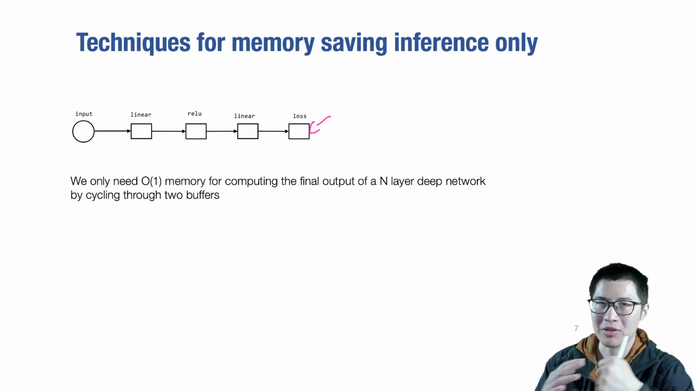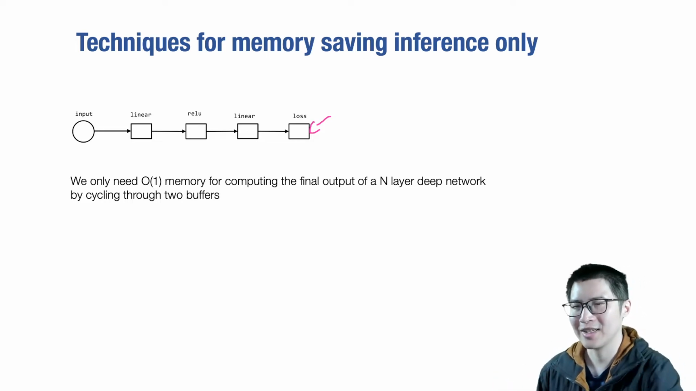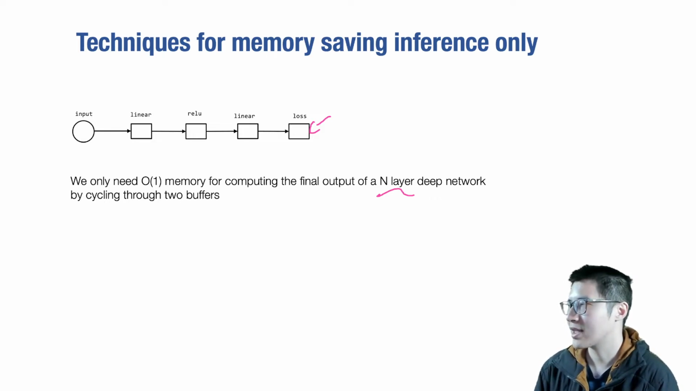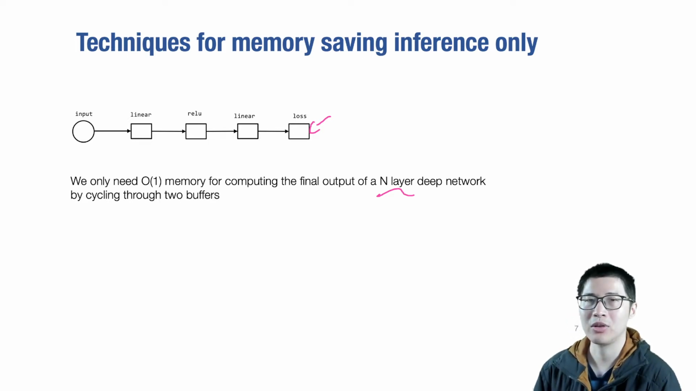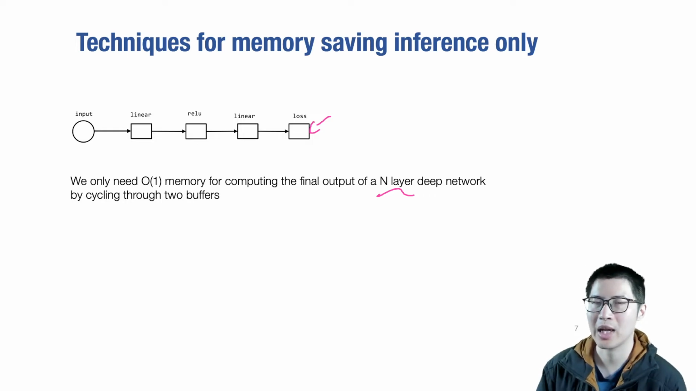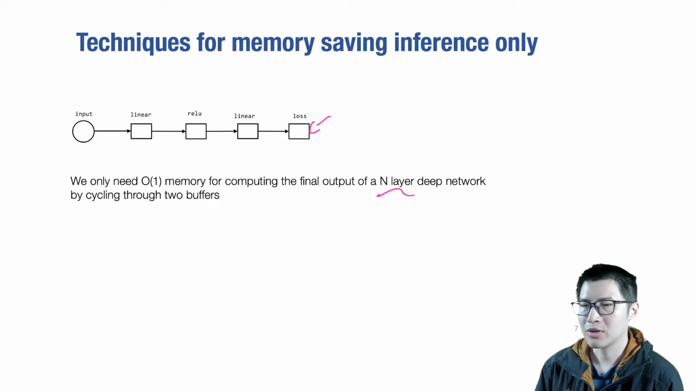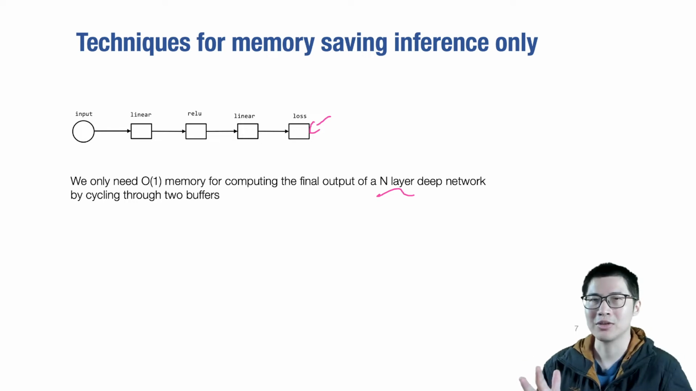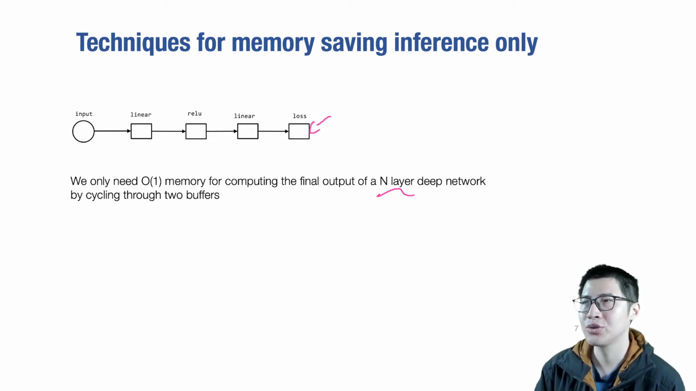Assume that we have a very deep neural network that contains n layers, where n can be, say, 1,000. One interesting thing here is that, of course, we still need to store the weights of each linear layer. So that piece, the weights, still increases with the number of layers you have. But in terms of the cost of storing the activation memory for this n-layer neural network, as a matter of fact, you only need two memory buffers to be able to run this inference.